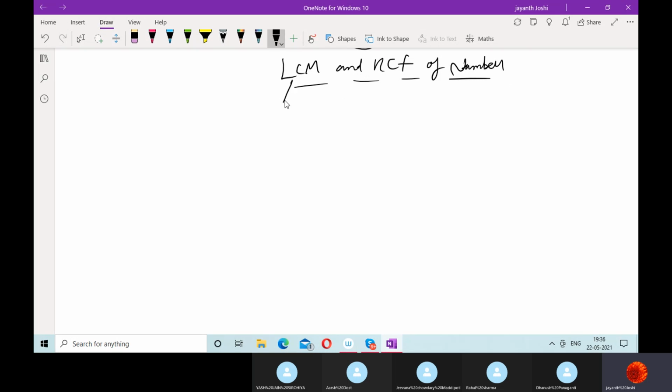Fine. See, LCM is least common multiple. That means the one which is least common, which shouldn't be common. And HCF is the highest common factor. So amongst all the factors what you have, this is the highest common factor. Okay, let's do this.